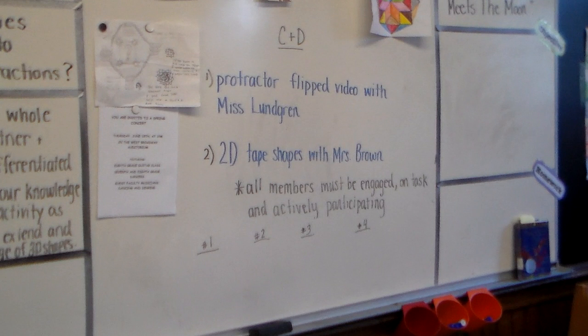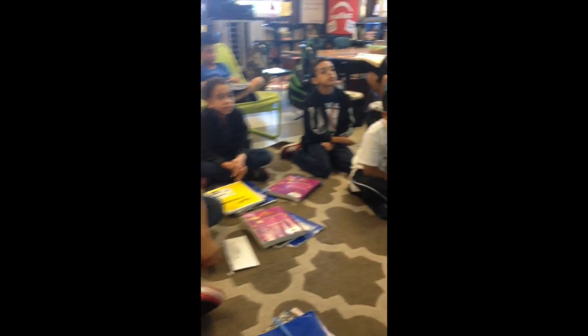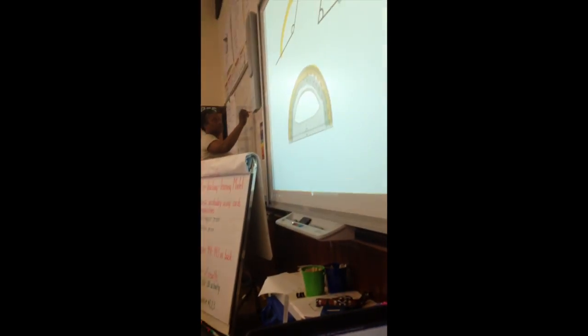For the first part of this lesson, the students were grouped homogeneously. C and D, the two lower groups, started off at a direct instruction station with the teacher at the smartboard. They learned how to use a protractor in order to measure angles, and they did that by first watching a flip video and then using an interactive protractor on the smartboard.